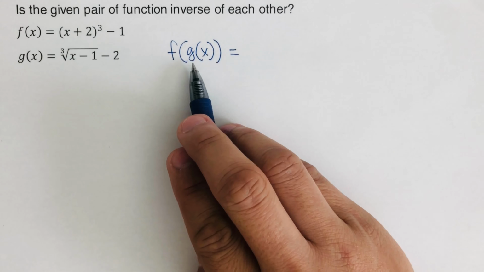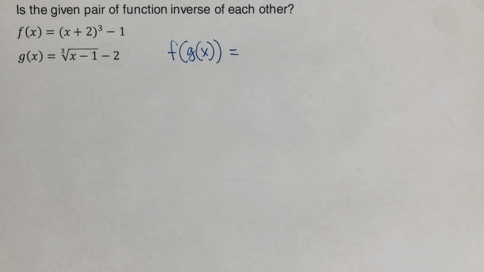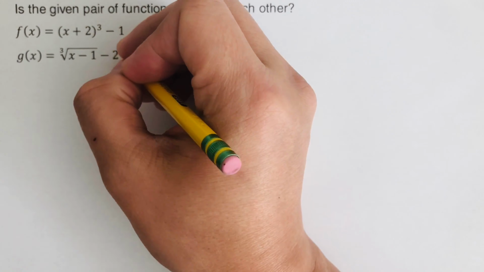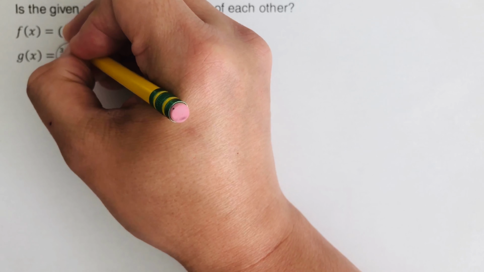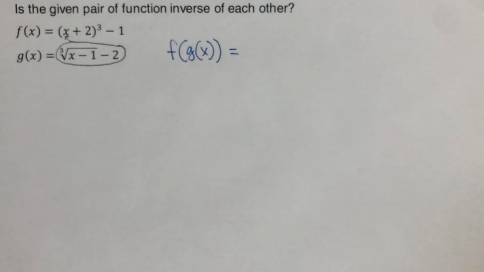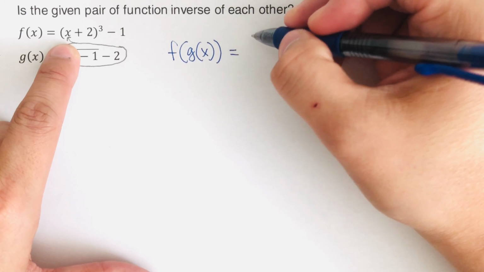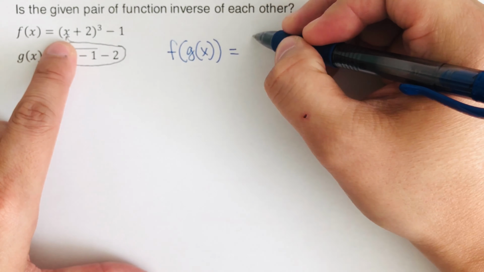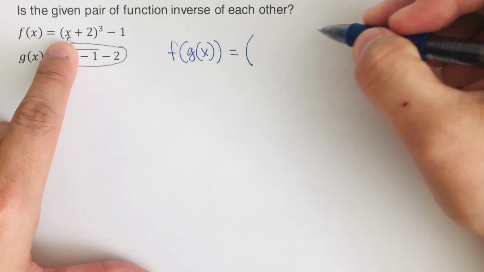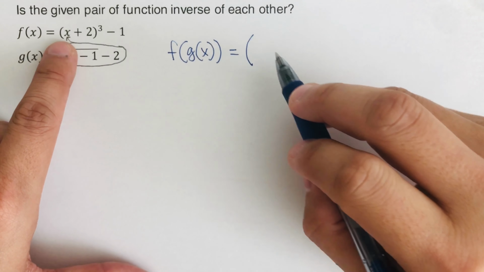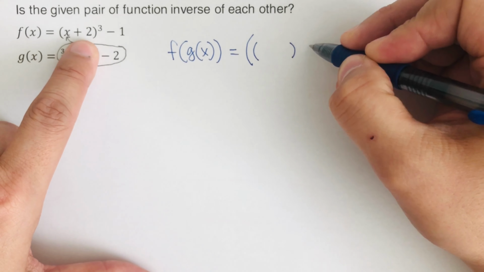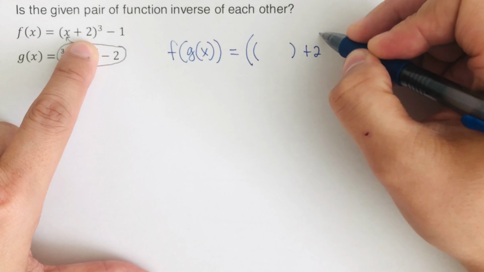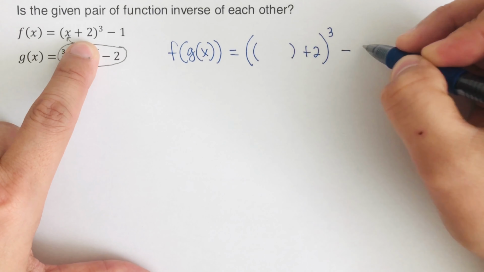Okay, so this f of g of x means that this g of x, so this equation right here, will be placed into the x of f of x. So that means our equation would come out. So I'm just gonna rewrite that up here. So that is, that's where we put the x here. And then there's a plus 2. And then that's a cubed. And that's a minus 1.